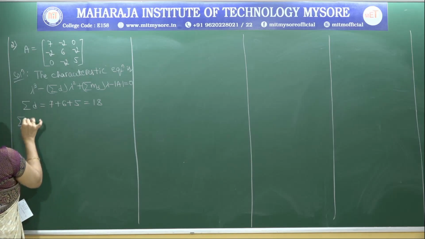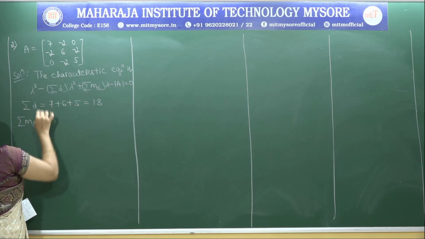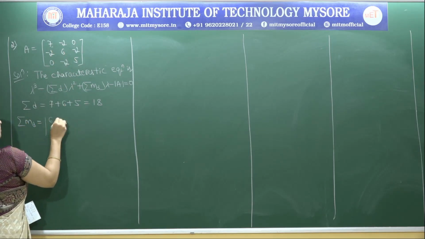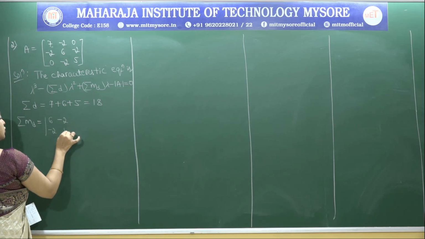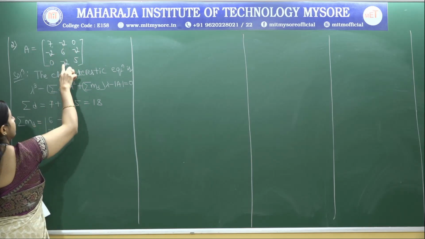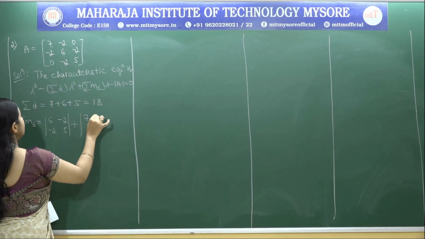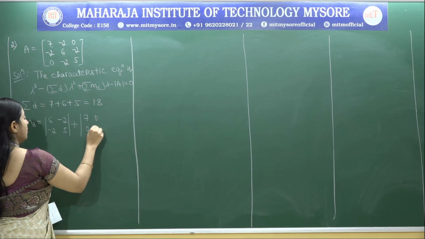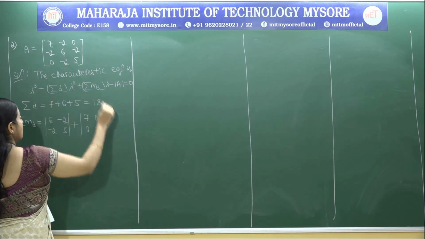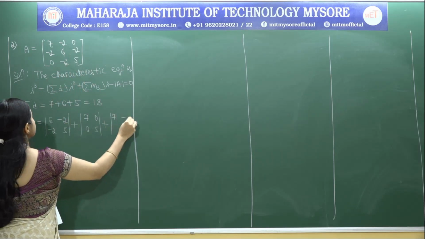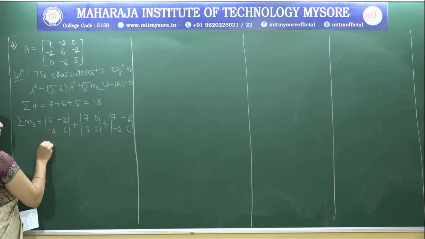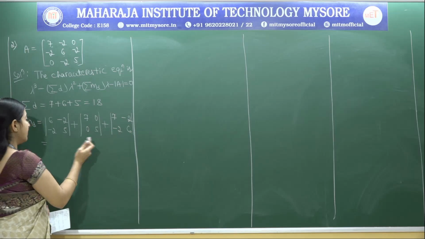Next, the summation of the minor of the diagonal entries. So the first one, this is the diagonal entry, delete this row and column, take the determinant for the remaining terms, minus 2 and 5. The second diagonal entry is 6, delete this row and column, take the determinant of the remaining terms, 0 and 5. Third one, this is the diagonal entry, delete this row and column, the determinant of 7, minus 2 and 6. So take the determinant and add all three values, you will get the answer.